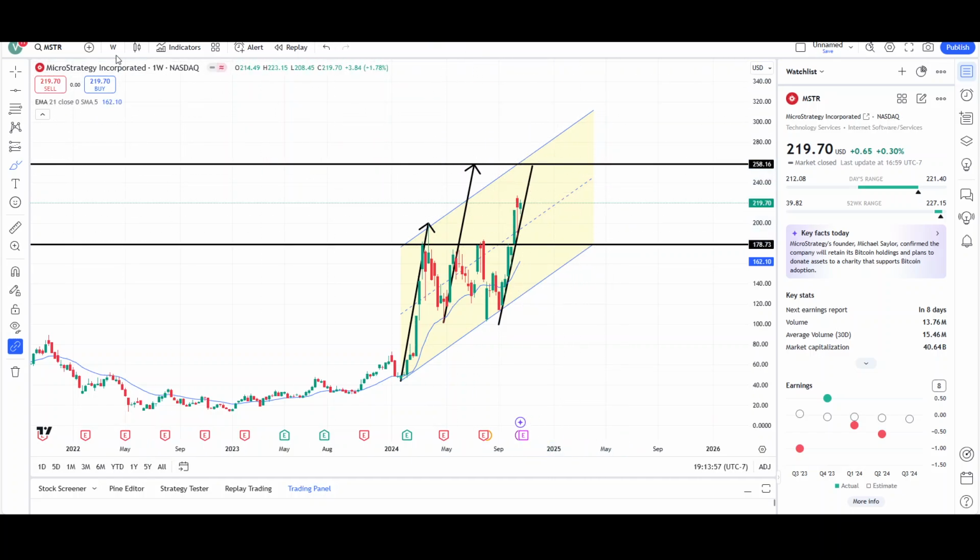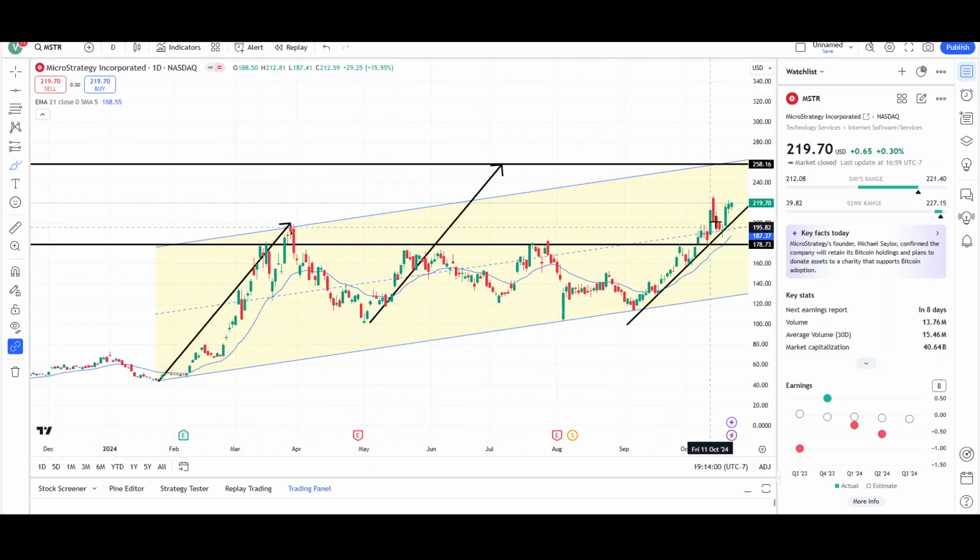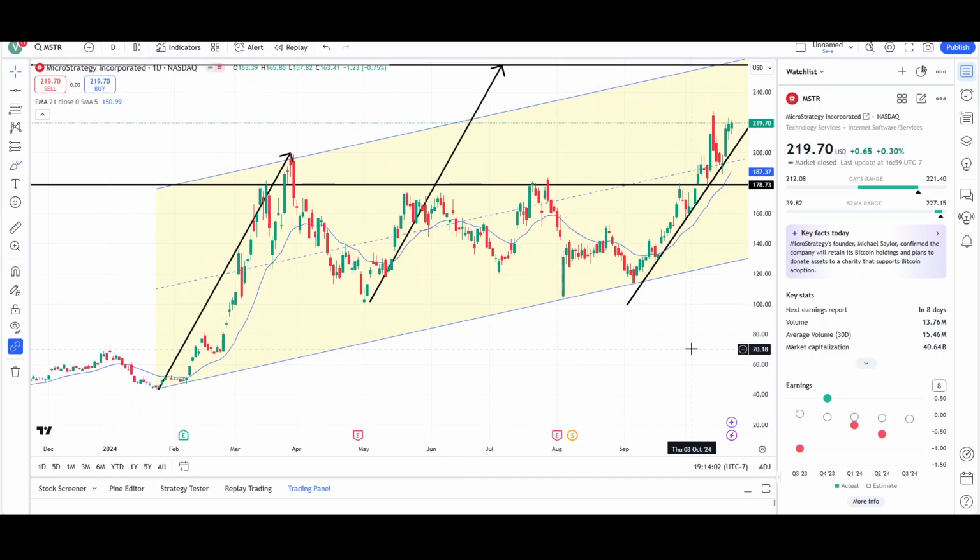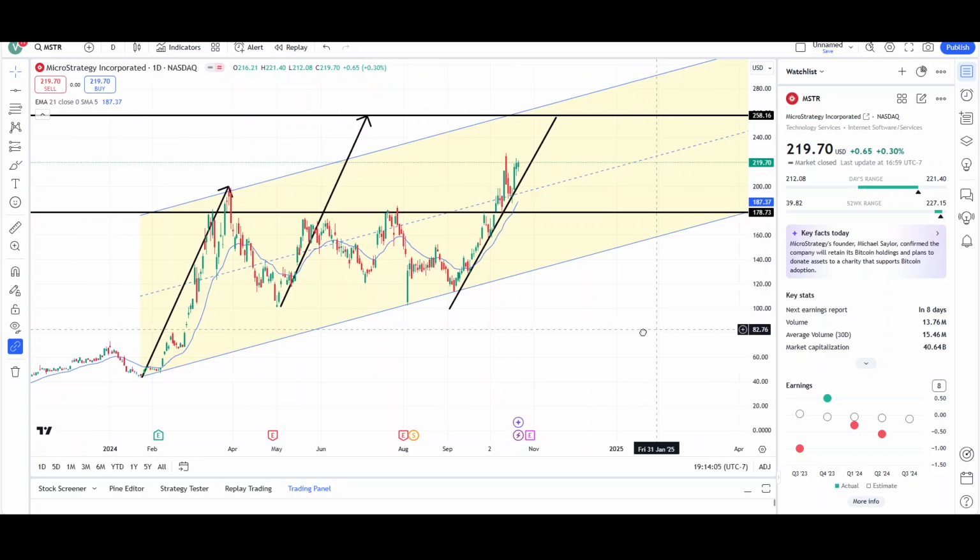So that's how I'm looking at MicroStrategy. Just looking very good, but it's not going to look like that forever, right? It's going to see a correction at these higher price levels.